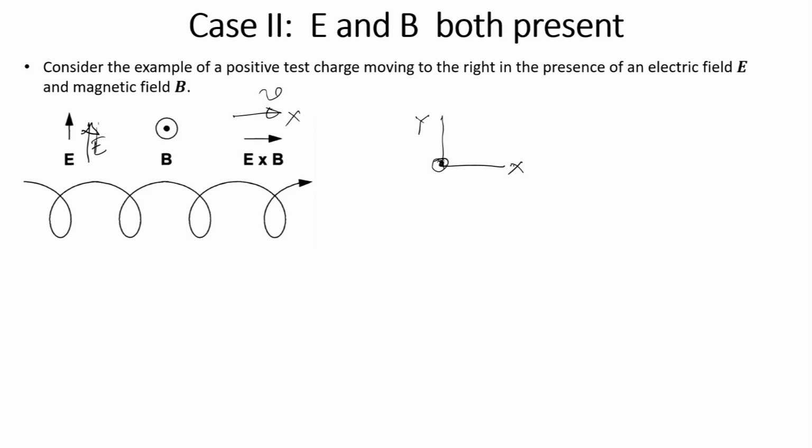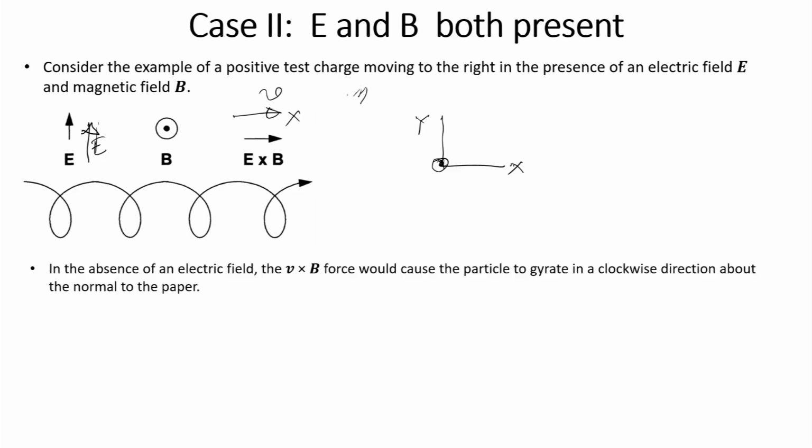Now, let us see what will happen to this particle. Now, we are considering both the presence of the electric field as well as the magnetic field. So, the force on the particle now has both electric as well as magnetic components.